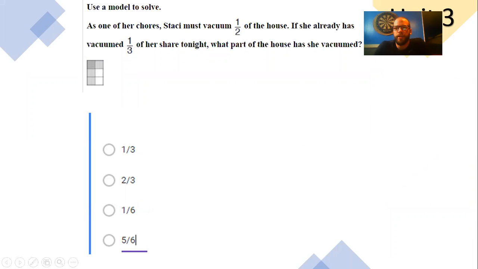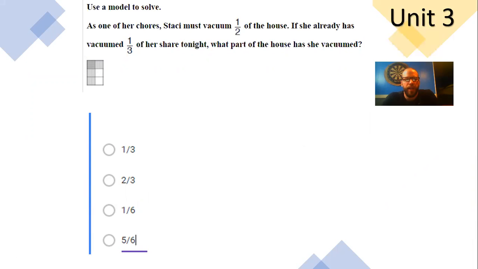Let's look at unit 3. Unit 3 is one of her chores. Stacy must vacuum half of the house if she already has vacuumed 1/3 of her share. What part of the entire house has she vacuumed? So she vacuumed 1/3 of her half. Multiplication's commutative, so we can do 1/2 of 1/3 or 1/3 of a half. Of means multiplication. When you multiply across, you get 1/6. Answer's 1/6.